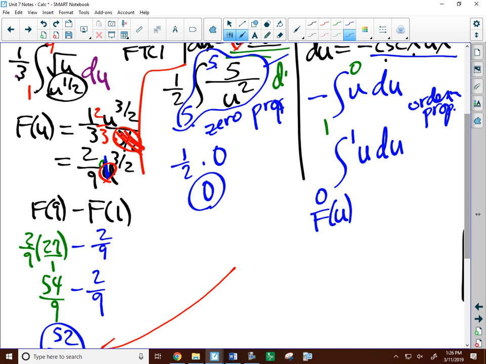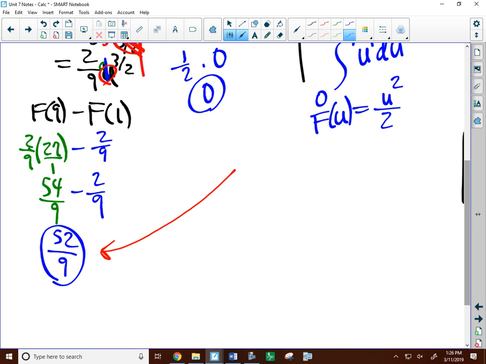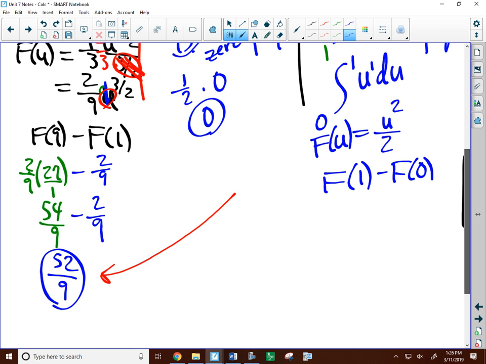So the antiderivative of u is power rule. This is the first power, so it'll be u squared over 2. Now I'm going to do f of 1 minus f of 0. Plugging in 1 here, 1 squared over 2, that'll just be 1 over 2, minus plugging in 0 would be 0 over 2, which is 0.